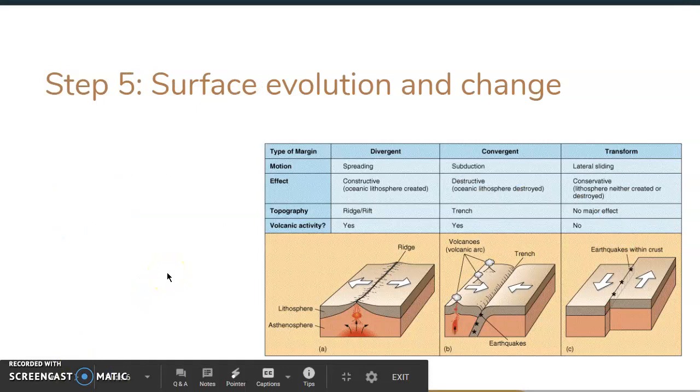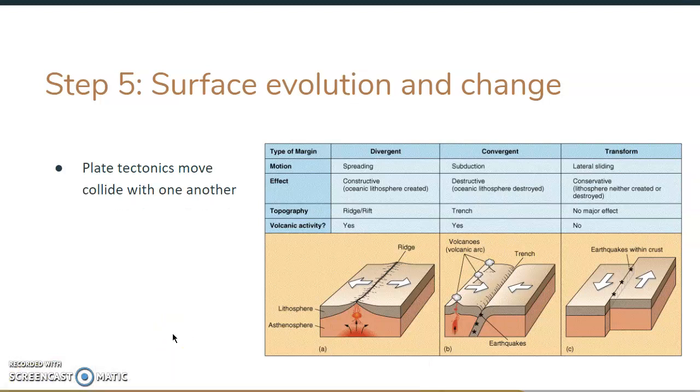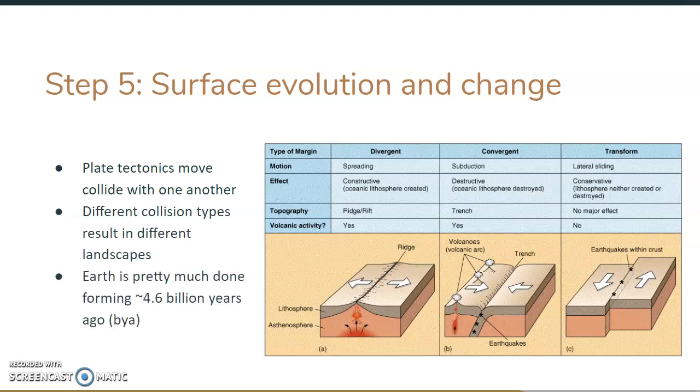Step 5, we have surface evolution and change. So once we have our craters filled in, then the plate tectonics will move together and collide with one another. And I believe you guys have learned this before, but I just want to go over a quick review of plate tectonics. So we have different collision types which result in different landscapes, and Earth was pretty much done forming around this time. And this process, this step 5, surface evolution, is still going on today.